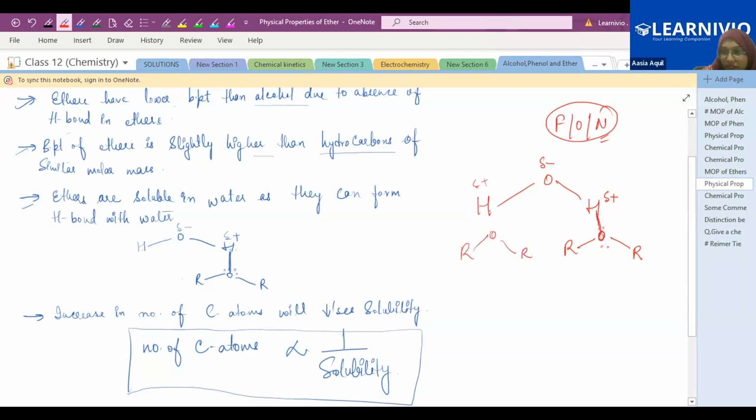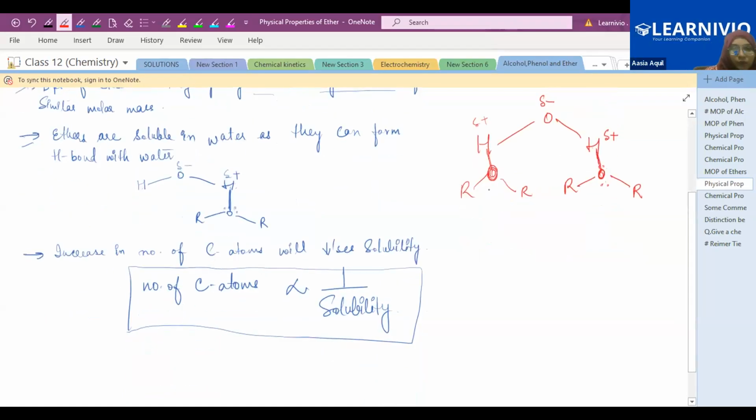Similarly, suppose another ether comes, and here there will be a partial positive charge and there will be partial negative charge. Again, this hydrogen will try to make bond with this oxygen, because it is more electronegative. It will attract it. So that's how ethers are soluble in water. Why is it soluble? Because they can form hydrogen bond with water. Clear? Due to the presence of oxygen which has a lone pair.